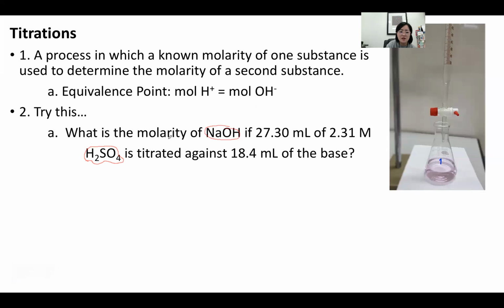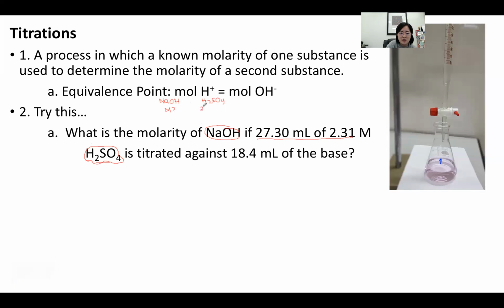And we're trying to figure out something about one of our chemicals. I'm going to just sum it up here. For sodium hydroxide, I don't know the molarity. That's my question mark, okay? And we know all this information about the acid.